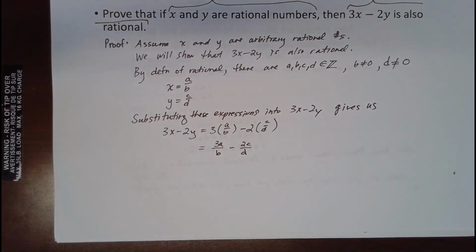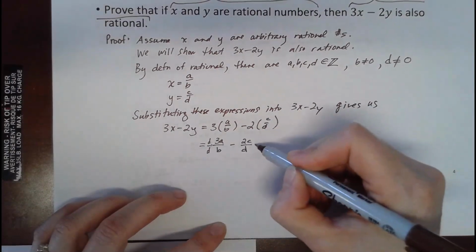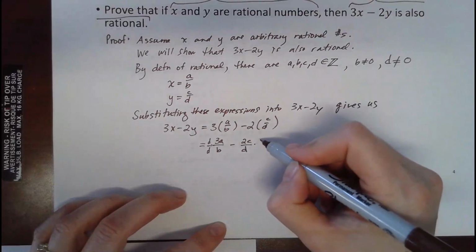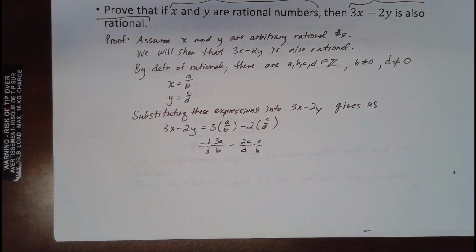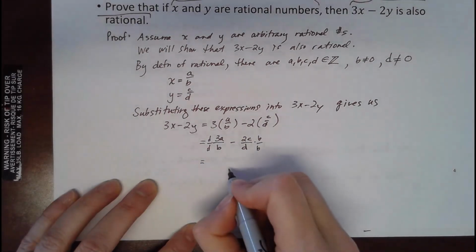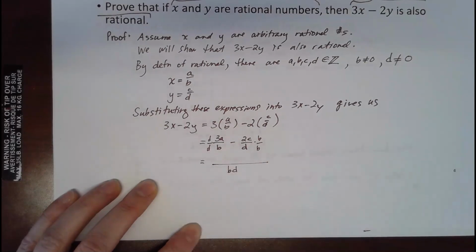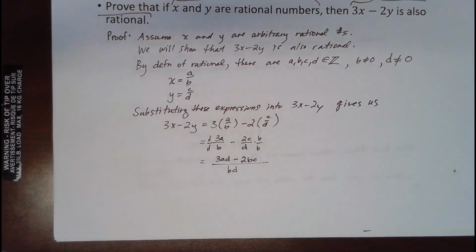If I multiplied this one by d over d, and this one by b over b, I'm just using the identity property of multiplication. It's an algebraic property. I'm multiplying things by 1, so I haven't changed anything. Then I have a common denominator of bd and a numerator of 3ad minus 2bc. And so I've now written it as a ratio. Again, I just have to argue that it is a ratio of integers.